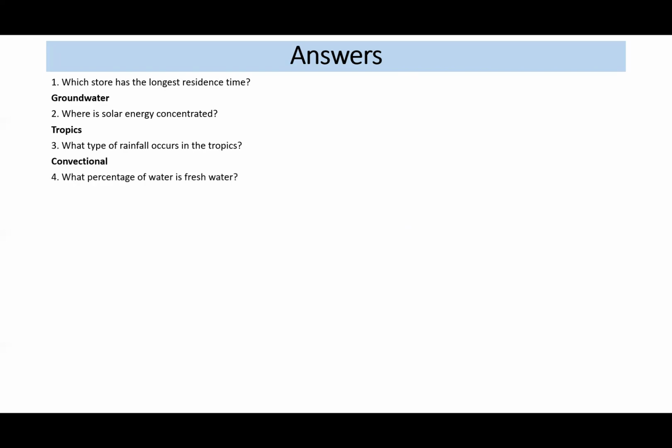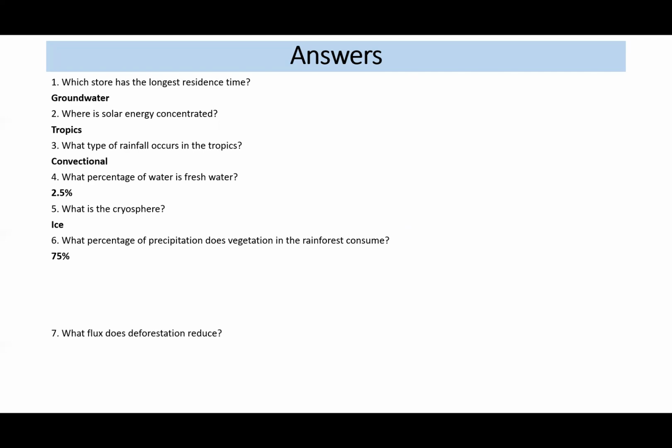What percentage of water is fresh water? It's 2.5%. That's it, of all water on Earth. Only 2.5% is actually fresh water. What's the cryosphere? That's just ice, your glaciers, your ice caps. What percentage of precipitation does vegetation in the rainforest consume? 75%. That leaves 25% to flow into the rivers. What flux does deforestation reduce? It reduces evaporation, because water is lost out of the system, back into rivers, back to the ocean eventually.